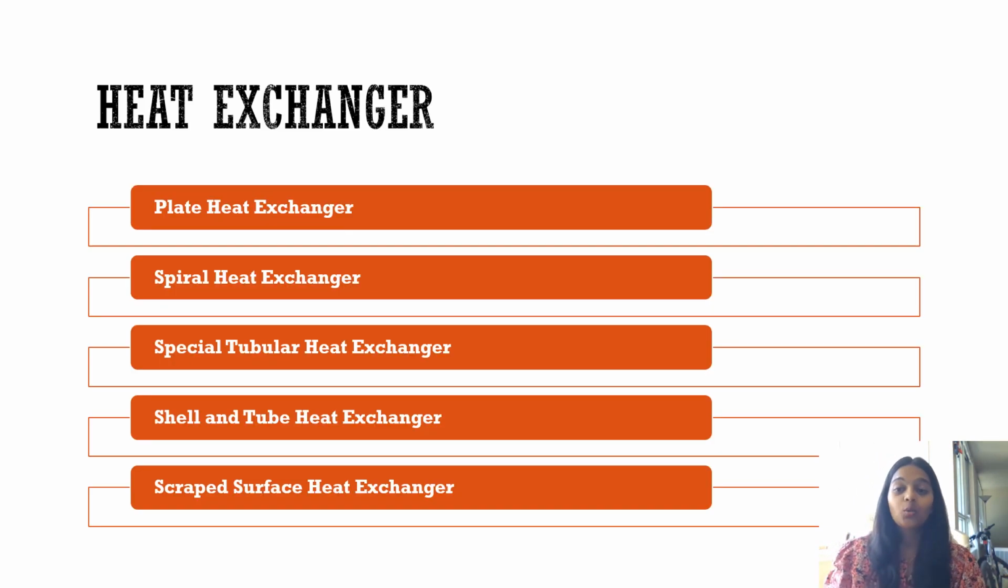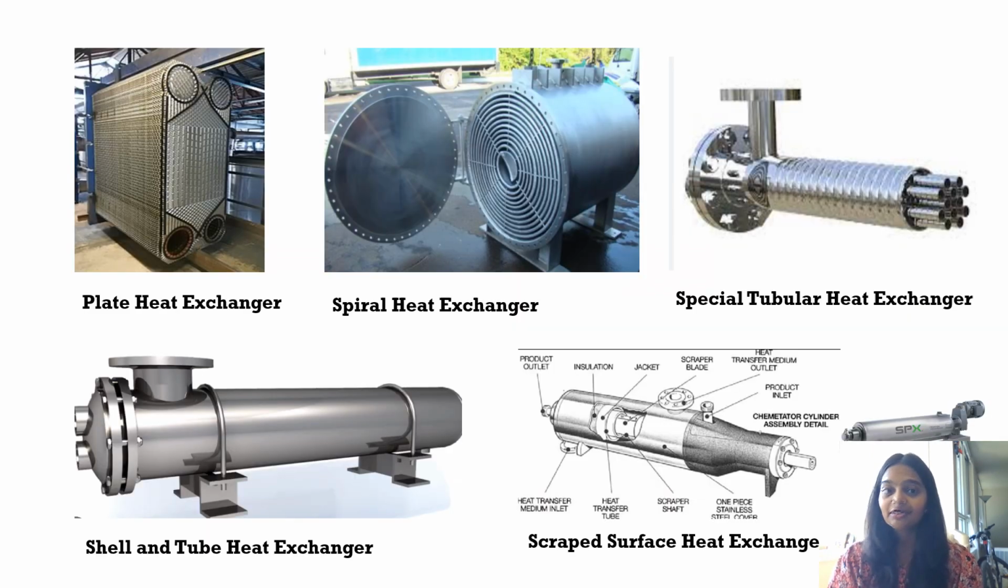Now the next is which are the different types of heat exchanger. Based on the construction, you have the plate heat exchanger, the spiral heat exchanger, the special tubular heat exchanger, and the shell and tube heat exchanger. This is the one which is widely used in the industry. Then you have the scraped surface heat exchanger. Now let's learn what those are.